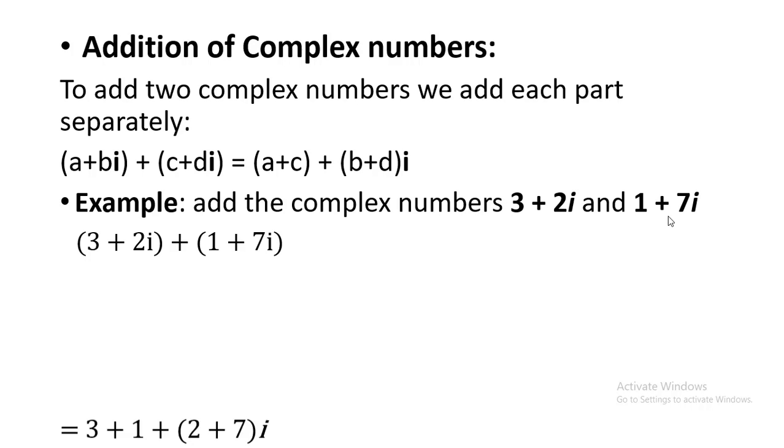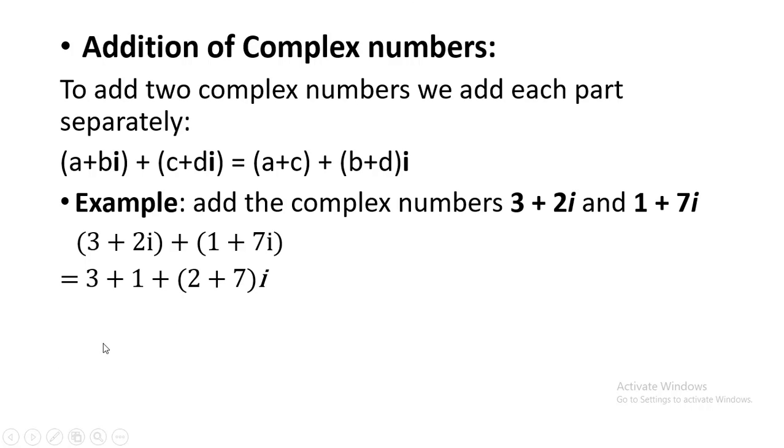Now, if I am adding this, as you can see what I have done, I've added 3 plus 1, which gives you the real part. 3 plus 1 is 4, and 2 iota plus 7 iota gives us 9 iota. So this is how you add a complex number. You add the real part to the real part, and you add the imaginary part to the imaginary part.